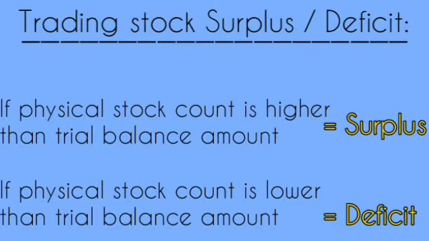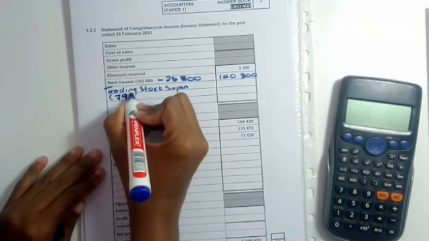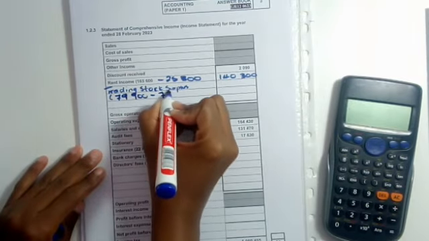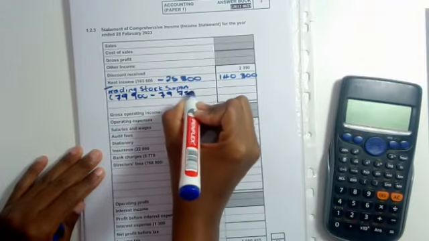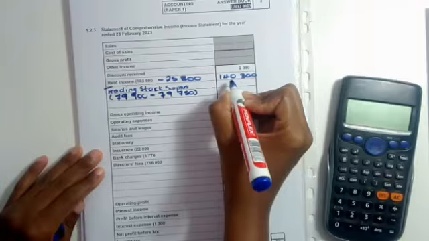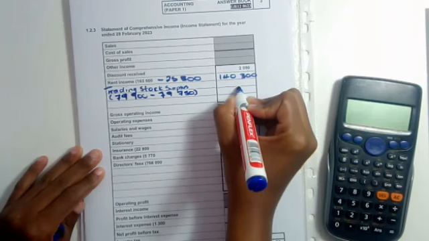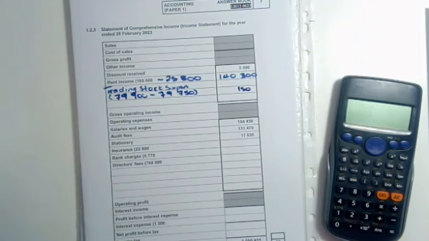In this scenario, you will see that our physical stock taking is higher than the amount in our records. Our physical stock taking shows 79,900, whereas our records show 79,750. So you subtract them and you get a surplus of 150 rands. So 150 rands is my surplus.